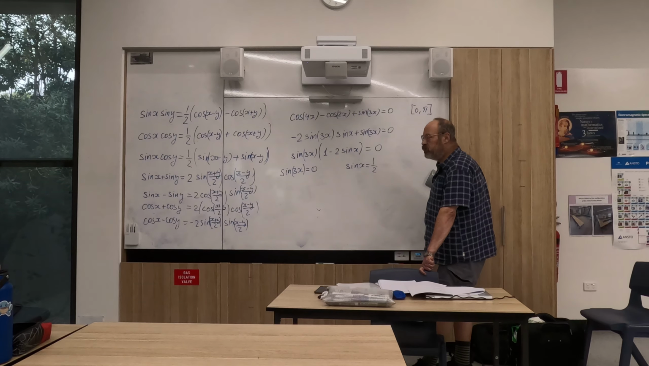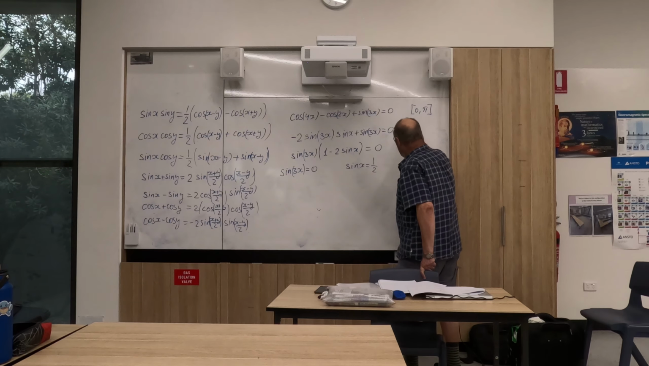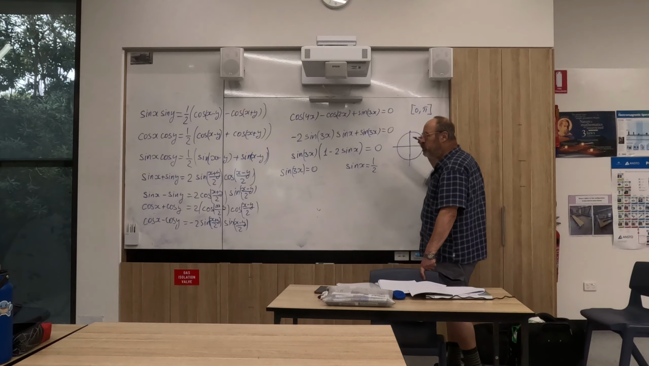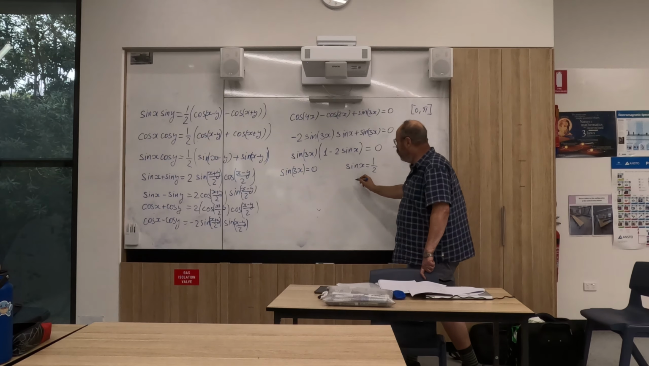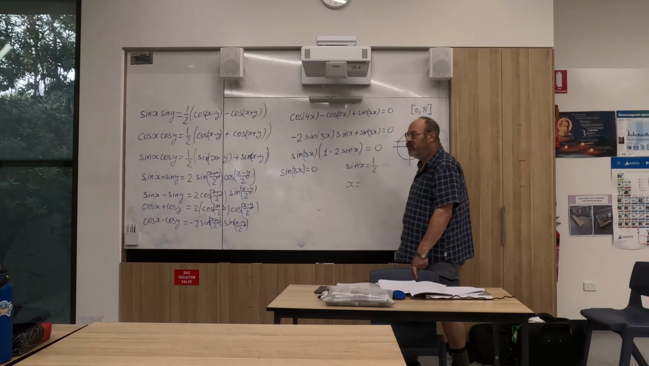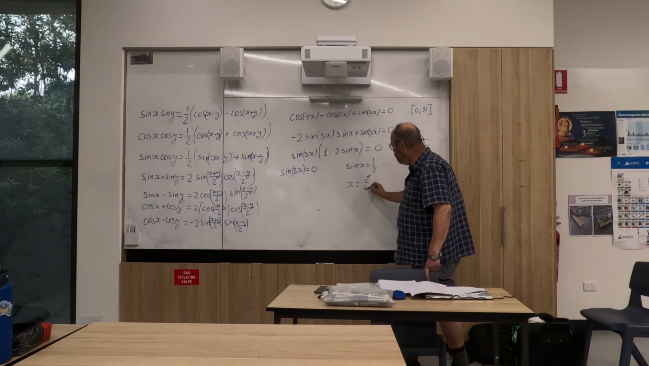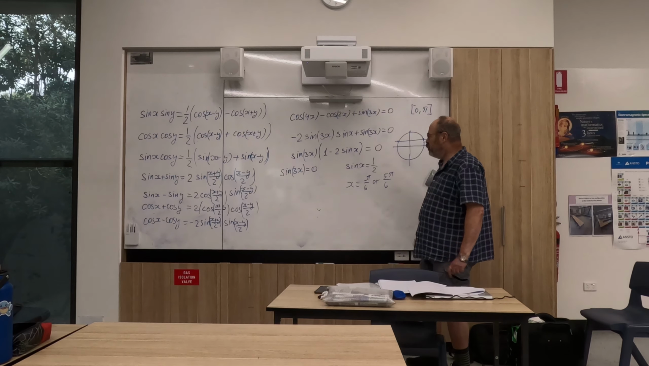This one, on the interval from 0 to pi, will have how many solutions? Sine x equals 1 half. Yes, because of the unit circle. If you're not sure, always think about the unit circle. On the interval from 0 to pi there will be 2 intersections. So x equals pi on 6 or 5 pi on 6. So we're done with this one.